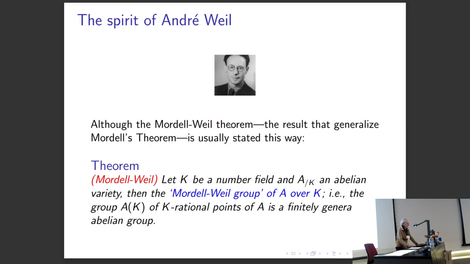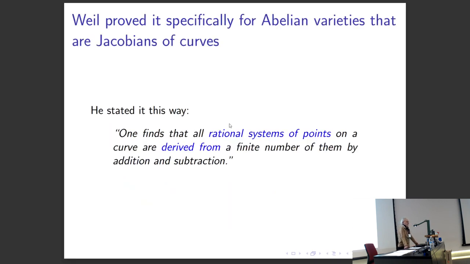Although it's his theorem, it's called the Mordell-Weil theorem, the result that generalizes Mordell's theorem is usually stated in the following way. If K is a number field, A an abelian variety, then the group of rational points of A over K, called the Mordell-Weil group of A, is a finitely generated abelian group. But Weil actually didn't prove it that way. He proved it specifically for abelian varieties that are Jacobians of curves, and that's good for me because that's going to be the next topic of my little talk here. He stated it this way: one finds, this is Weil, one finds that all rational systems of points on a curve are derived from a finite number of them by addition and subtraction. Okay?